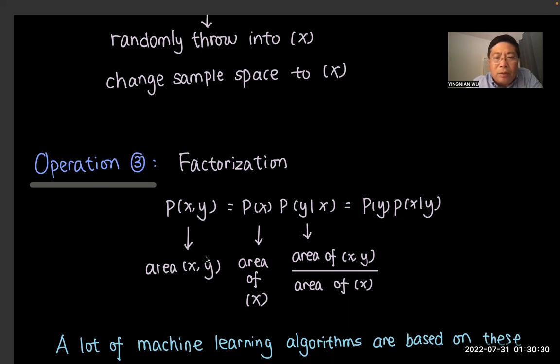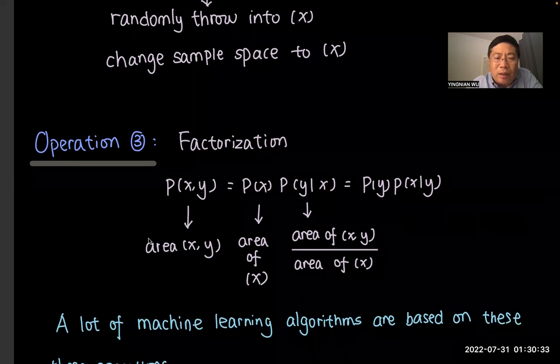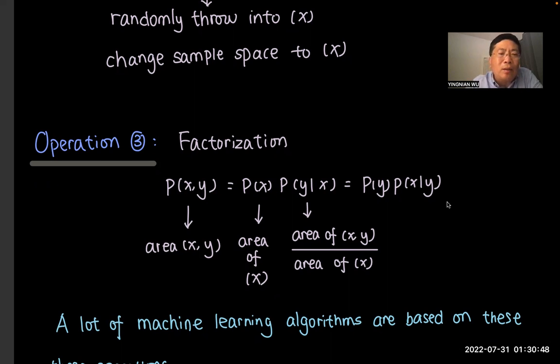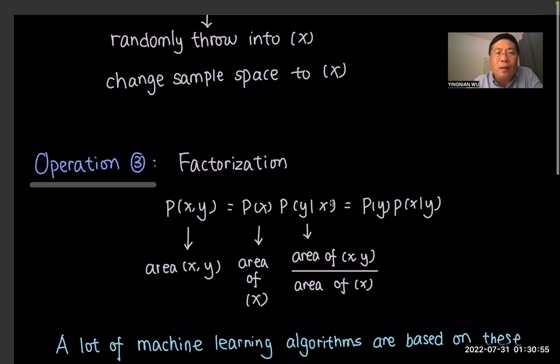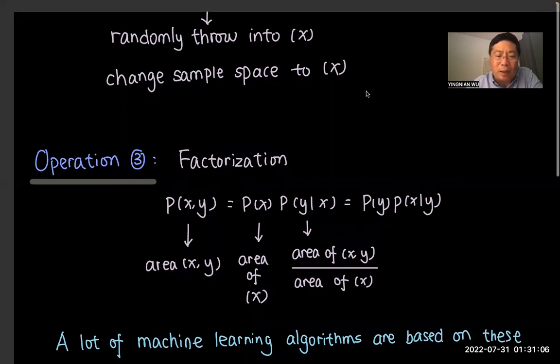But from the geometric perspective, Pxy is the area of cell xy, Px is the area of column x, and P(y given x) is the area of xy relative to the area of column x. So you see this clearly, you have the identity. Similarly, you have this identity. Okay, so this is a factorization, which means the joint can be factorized as a marginal times a conditional. And again, for the conditional, say y given x, you can reimagine that you randomly throw a point into x, which means you change the sample space to x.